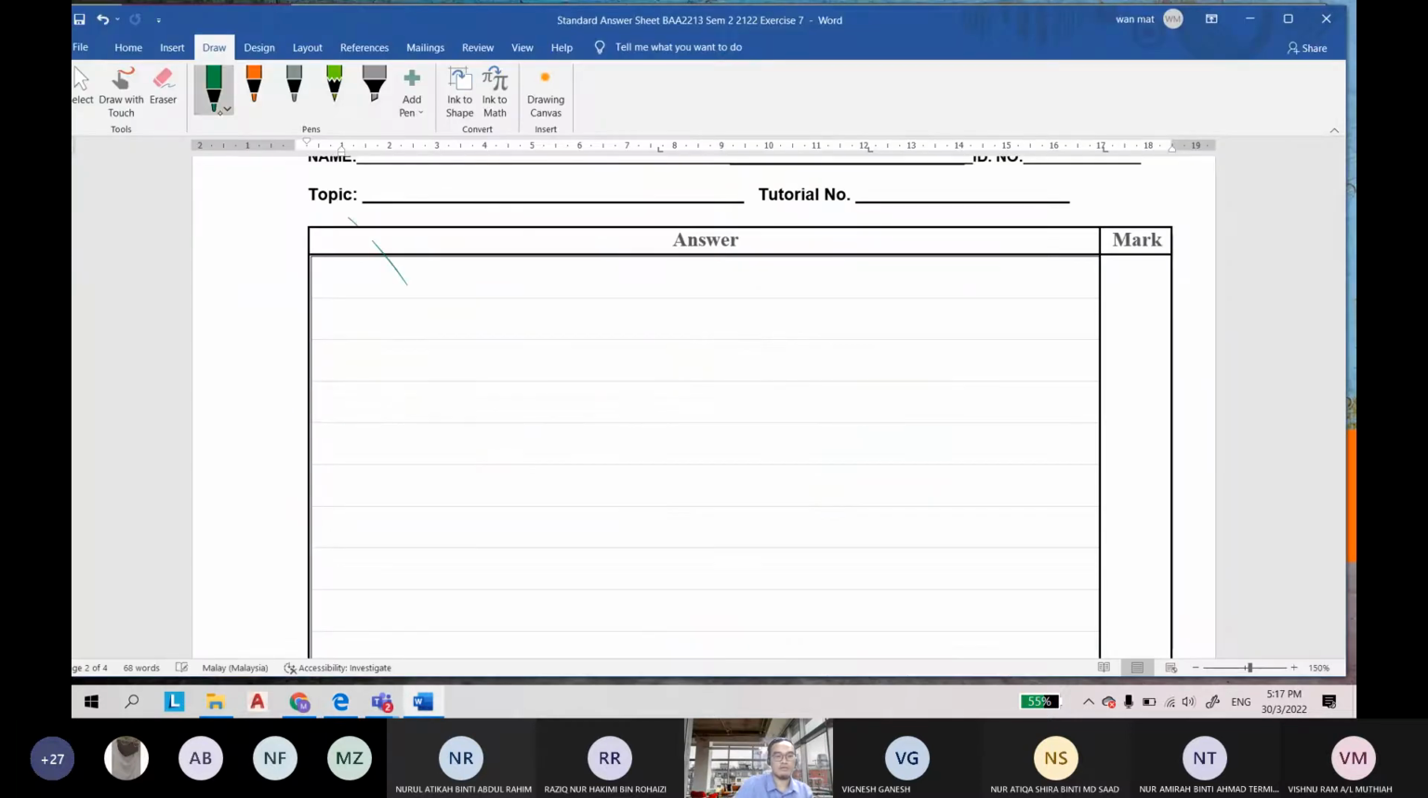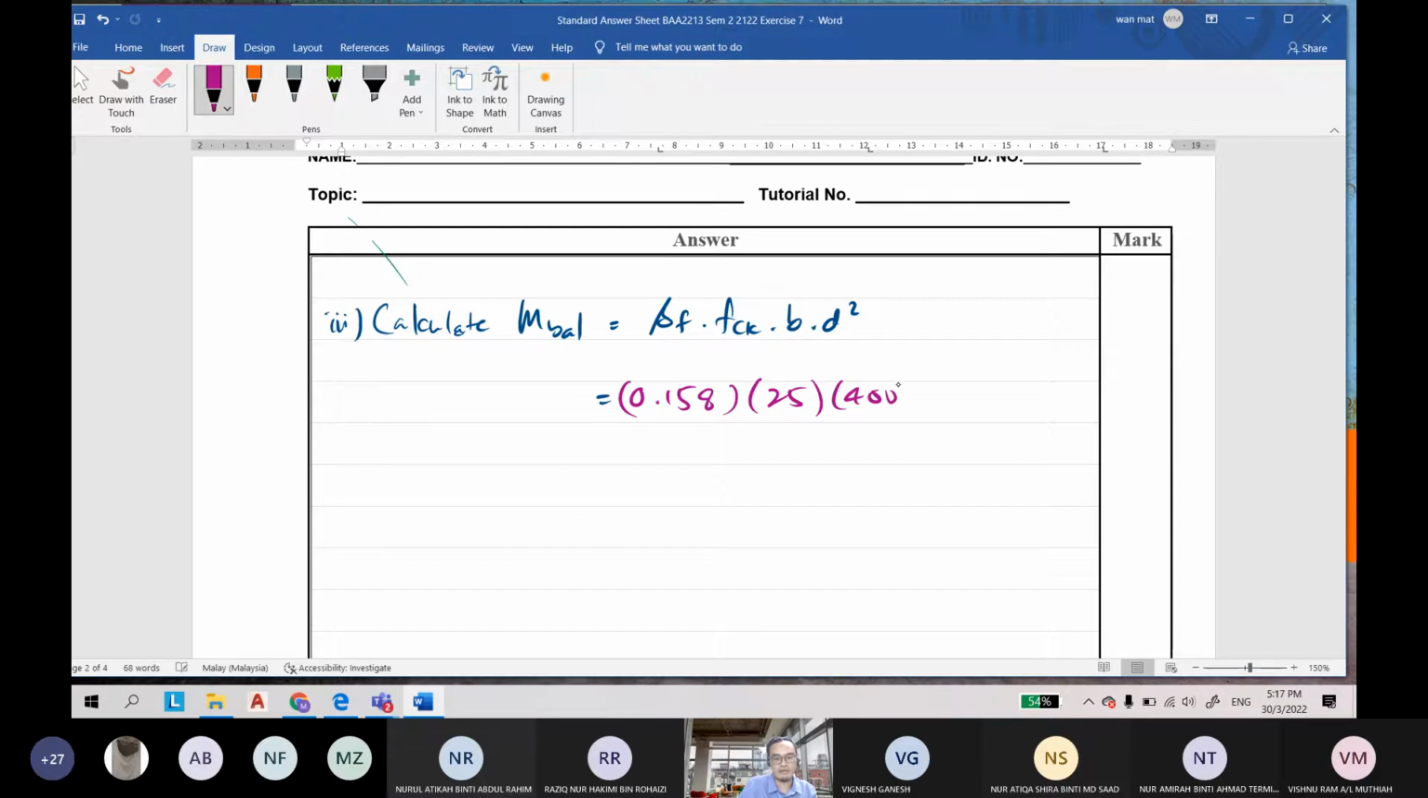So step number 3 is to calculate M balance, which is equal to beta F times FCK times B times D squared. Beta F is 0.158, times FCK, which is 25, times B, 400, times 400 squared. So what is the value now of M balance?